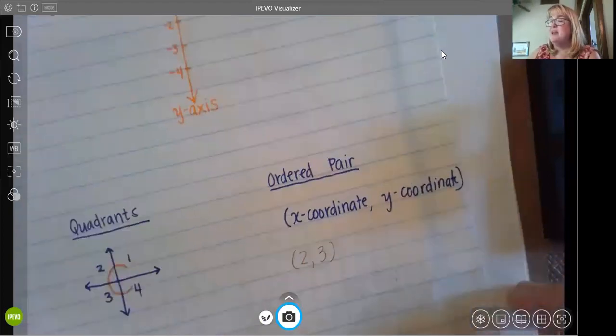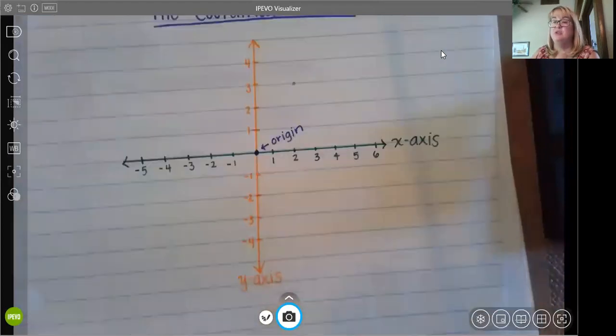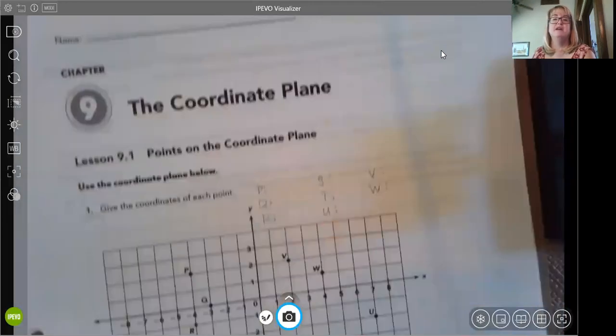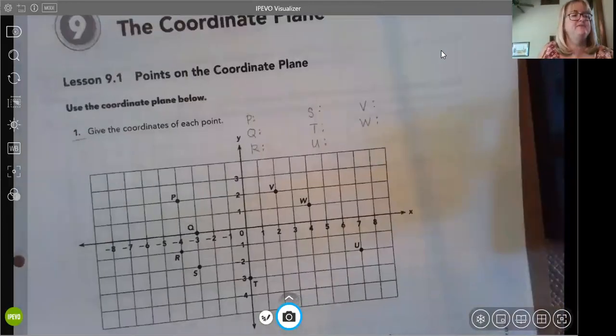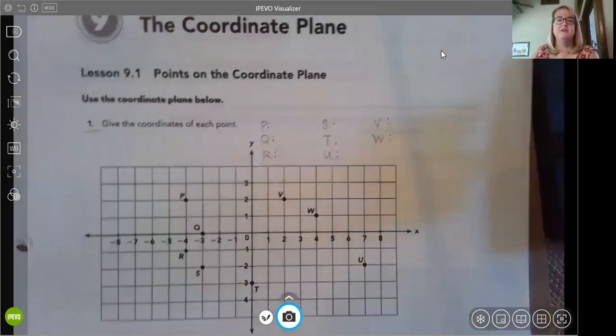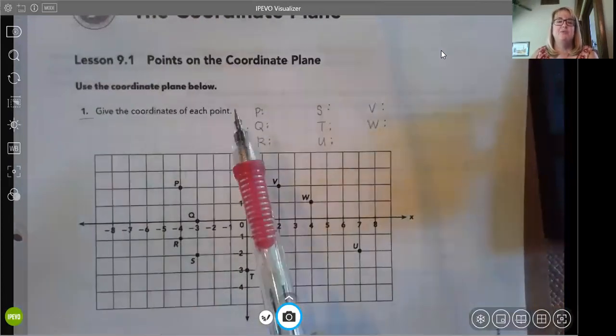Now, these are the basics about a coordinate plane. Let's look at some samples together from our workbook. We'll do several together, and then you will do some on your own. Okay, so the first question says, give the coordinates of each point.